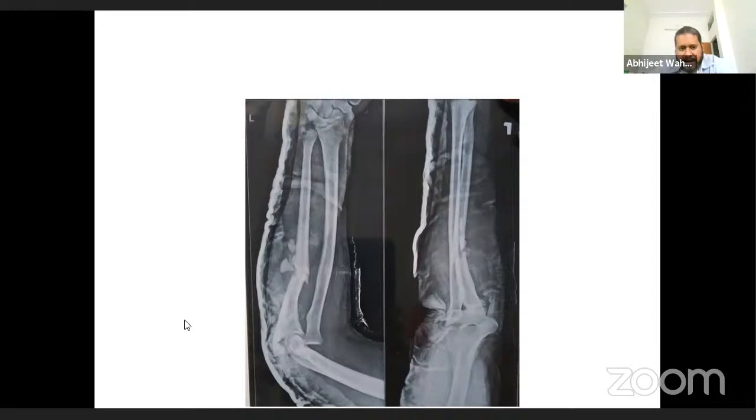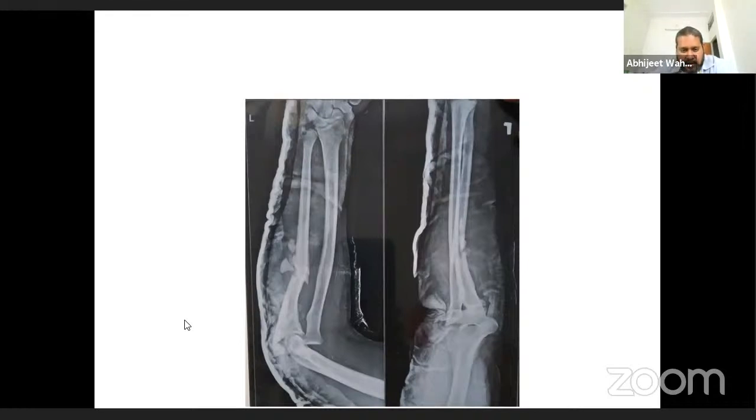Now, considering the fact that there is comminution here, it may be a challenge, but this should never be treated by nailing. People are tempted to nail these fractures, but they should never, ever be treated by nailing. This has to be plated.